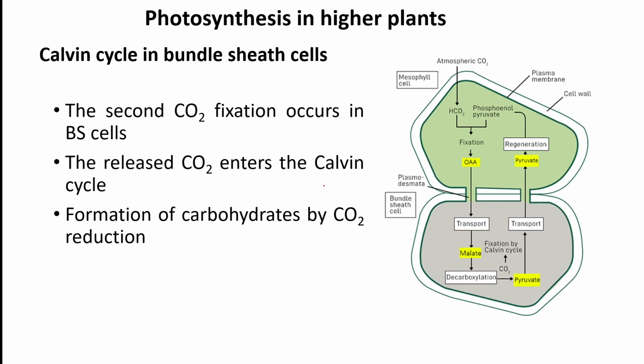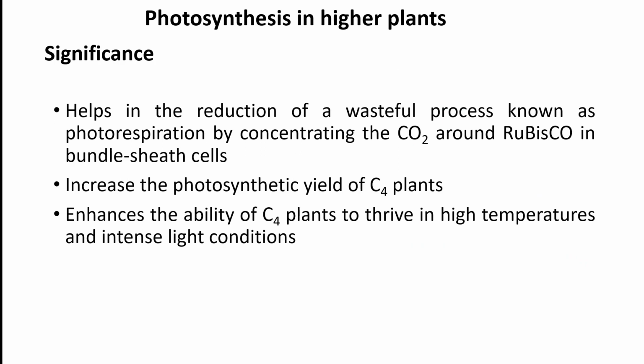So what happens in the bundle sheath cells? Malate is transported to the bundle sheath cells. Malate is decarboxylated to form pyruvate, and in the process carbon dioxide is released. Carbon dioxide enters the Calvin cycle. So here the second carbon dioxide fixation takes place, in the bundle sheath cells. First carbon dioxide fixation takes place in the mesophyll cell. This second fixation takes place with the help of the enzyme Rubisco.